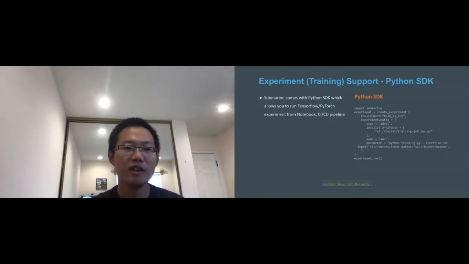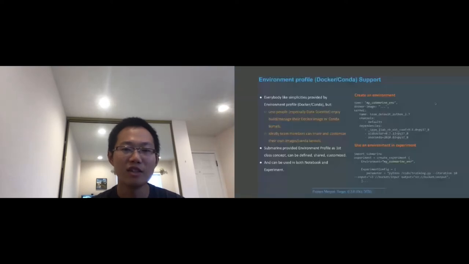And for the environment profile, data scientists or model engineers can create an environment, put a name, like my Submarine environment, specify a base Docker image, and what Anaconda kernel to use. You put a kernel name, the channel, and the dependencies here. When you want to use the environment in your experiment, you just refer to the name of my Submarine environment as an environment parameter and submit your application to Submarine.